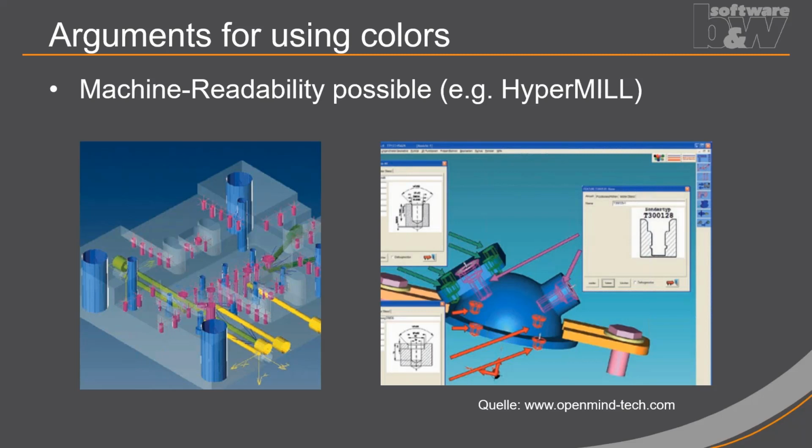So when you load your colored model into such a programming system, the system recognizes all holes and pockets, for example, and together with the color information, it can derive automatically, and that's the great potential of that, all manufacturing steps, and the CAM programmer doesn't have to do it manually, and this saves a lot of time.